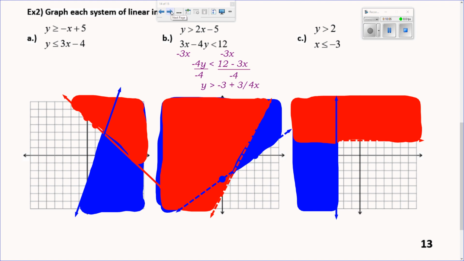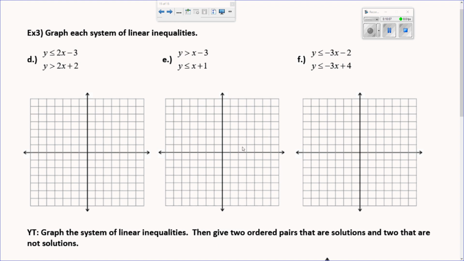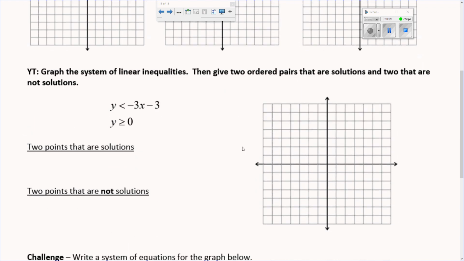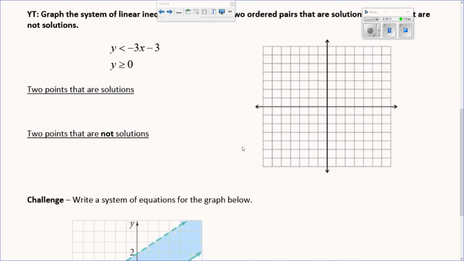So do page 14. Okay, give it a try, and then we will check our answers next class.